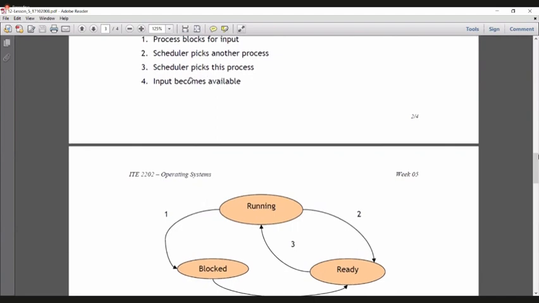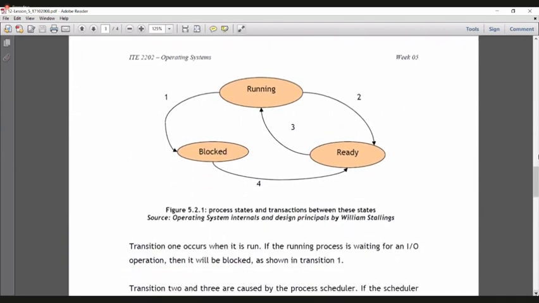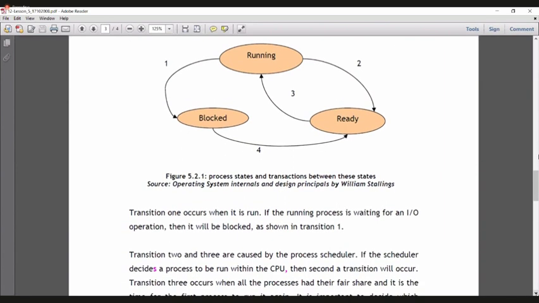So the scheduler picks another process, the scheduler picks this process, input becomes available. So if the scheduler picks one, this is the transition. Third. Okay. If input becomes available, then the scheduler will change it from blocked to ready. You can move it from blocked to ready.